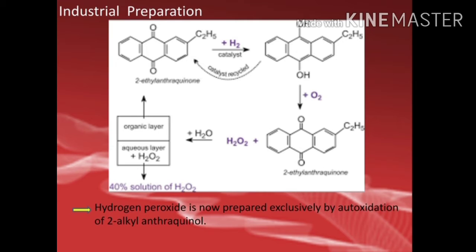We get a 2-layer solution. One is the organic layer, the other is the aqueous layer. The organic layer contains 2-ethyl anthraquinone. The aqueous layer contains 40% hydrogen peroxide. So, this is the industrial preparation of hydrogen peroxide.